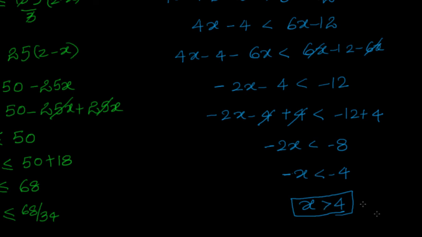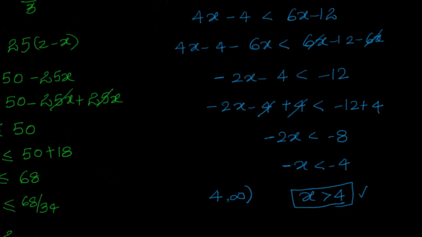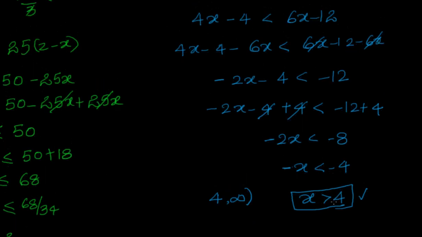So the solution set is x greater than 4, and if you represent it, it will be nothing but all positive numbers more than 4. So I can go till infinity on one side, on the other side I have to start with 4, and there is no equal to, so 4 is not included. The boundary is between 4 and infinity, 4 not included.